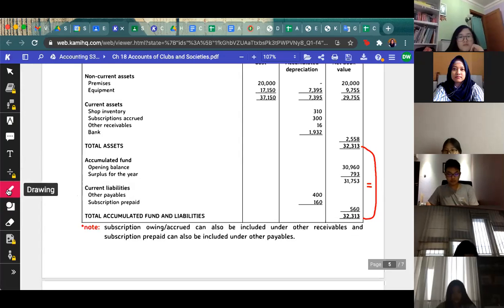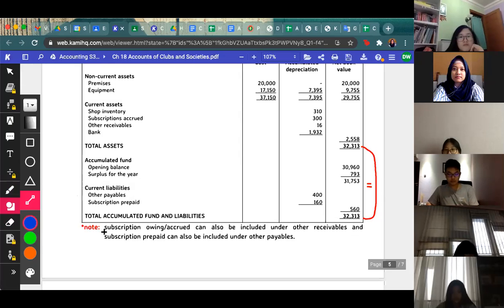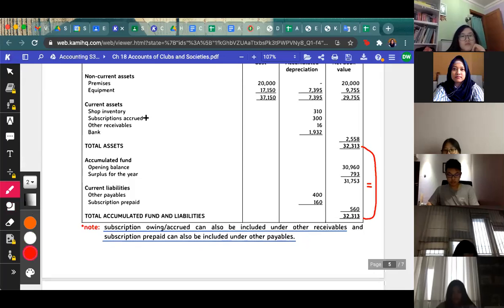Note that subscriptions owing or accrued can also be included under other receivables, and subscription prepaid can also be included under other payables. What does it mean? It means you can place this subscription accrued inside other receivables. Yeah, it is allowed. Okay, or the prepaid subscriptions here is included in other payables. So you only have one list. Is it allowed? Yes, it is allowed. Yeah, that's what the note means. Yeah. Any question?